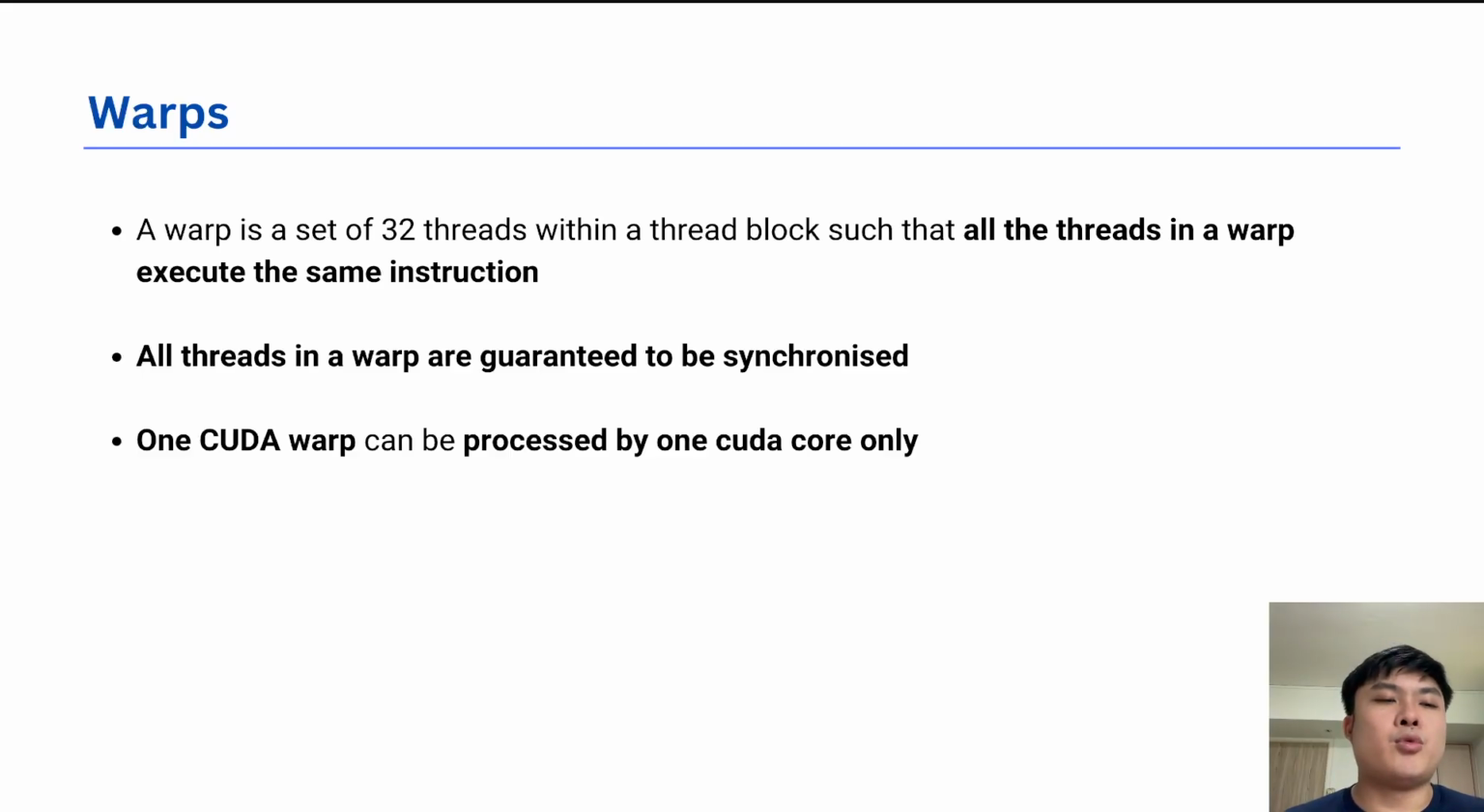To recap, a warp is a set of 32 threads such that all threads in a warp execute the same instruction. Furthermore, all threads in the warp are guaranteed to be synchronized. What this means is that if a few threads have finished executing while some of the threads are still not done, the warp will have to wait for all the threads to finish executing before it can complete. And lastly, one CUDA warp can only be processed by one CUDA core in the streaming processor.